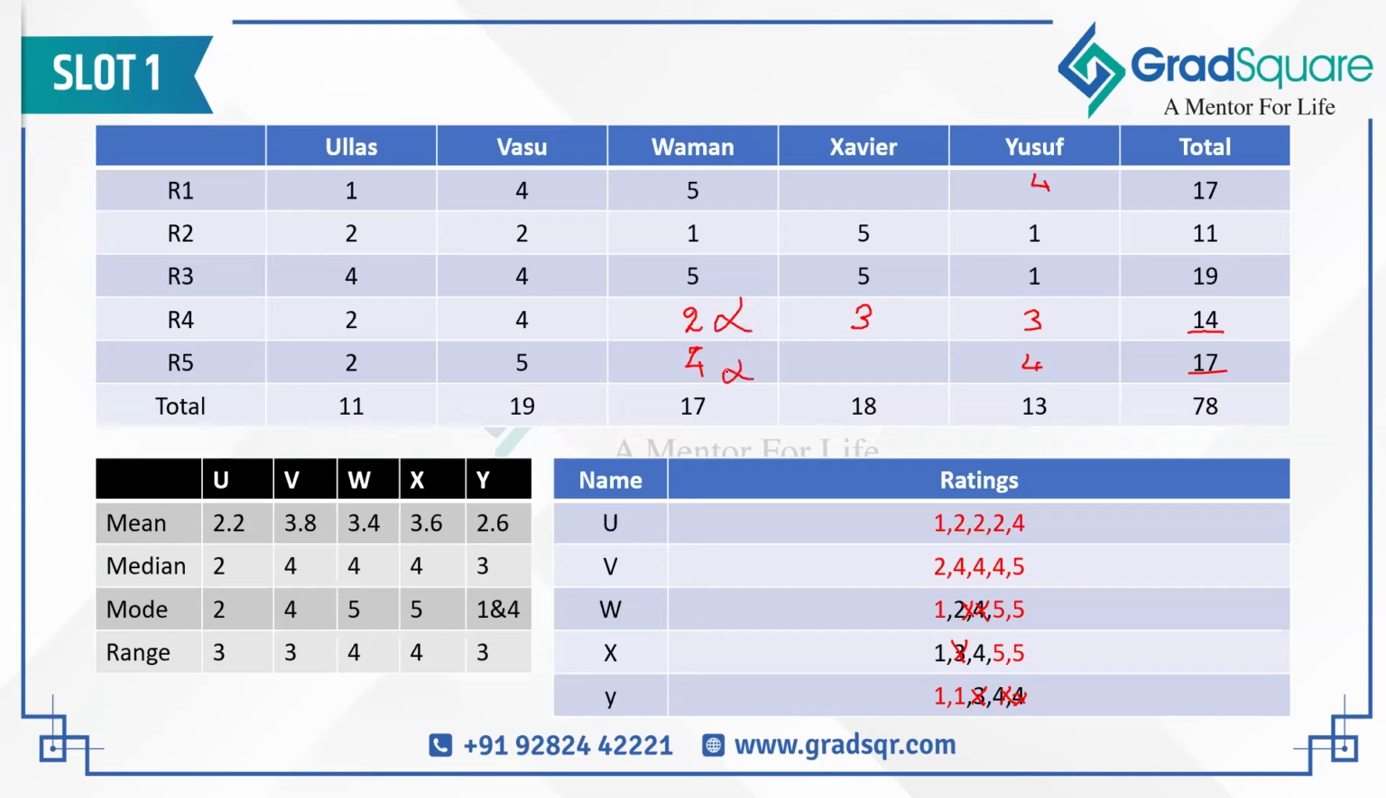It's not possible for R4 to give Waman a rating of 2 and R5 to give Waman a rating of 4. Which means the only possibility should be that R4 has given Waman 4 and R5 has given Waman 2. Let's see if that is possible, and if that is possible, then what kind of table do we get? So let us try the second case out, that R4 has given Waman a rating of 4 and R5 has given Waman a rating of 2.